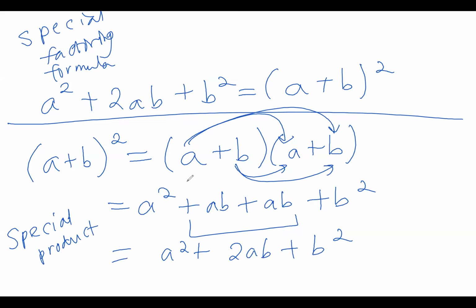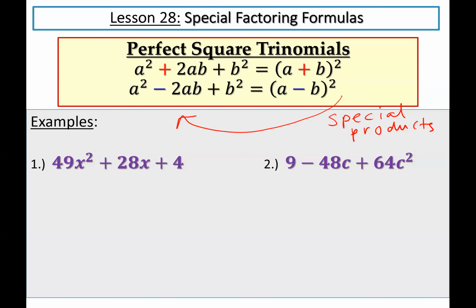Okay, let's go back and actually look at our first example. I was just trying to give you a little bit of background so you could have some idea of where some of these formulas are coming from. Let's take a look at number one. 49x squared plus 28x plus 4.